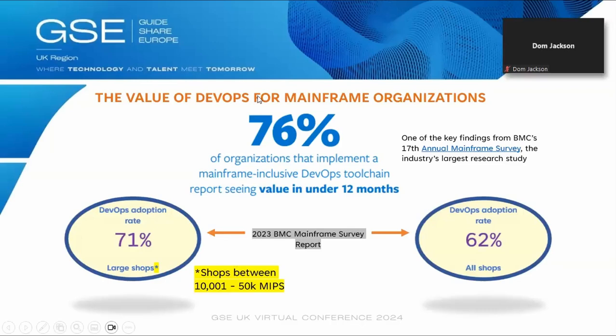And on this slide, I think I have explained most of these things. Just these two interesting figures. According to the 2023 BMC mainframe survey report, 71% of the large shops reported that they have adopted DevOps. And when we say large shops, we have defined large shops as those which have between 10,001 to 50,000 MIPS. And the number for all shops adopting DevOps on the mainframe was 62%, as we saw in the 2023 survey, which by the way is a good number.